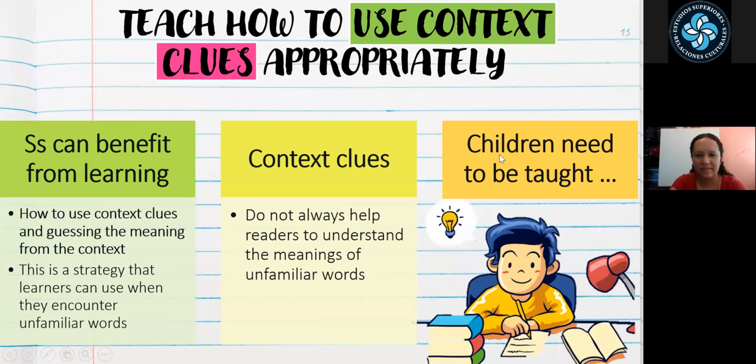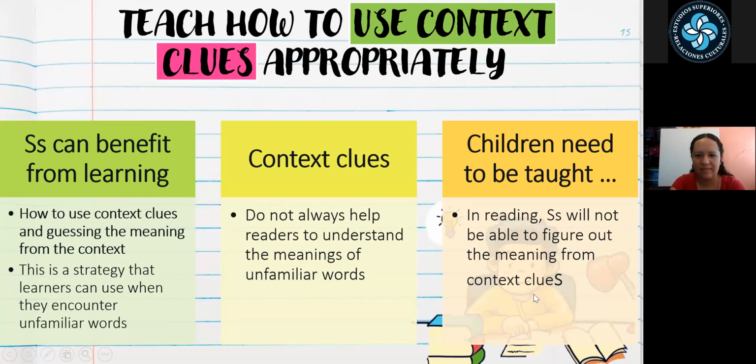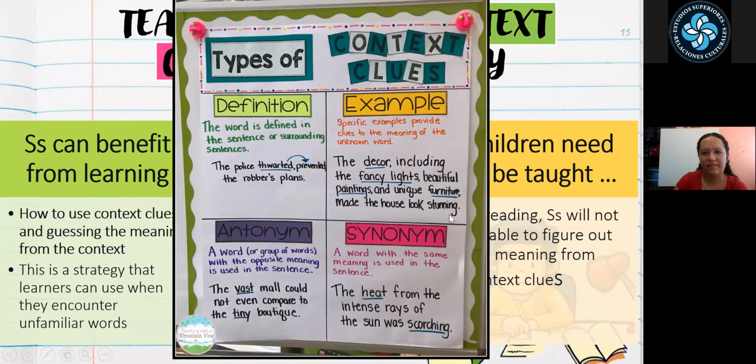And here we have that children need to be taught, for example, in reading. Students will not be able to figure out the meaning from context clues. So teacher, what are context clues? It's this one. As you can see, this is an example.